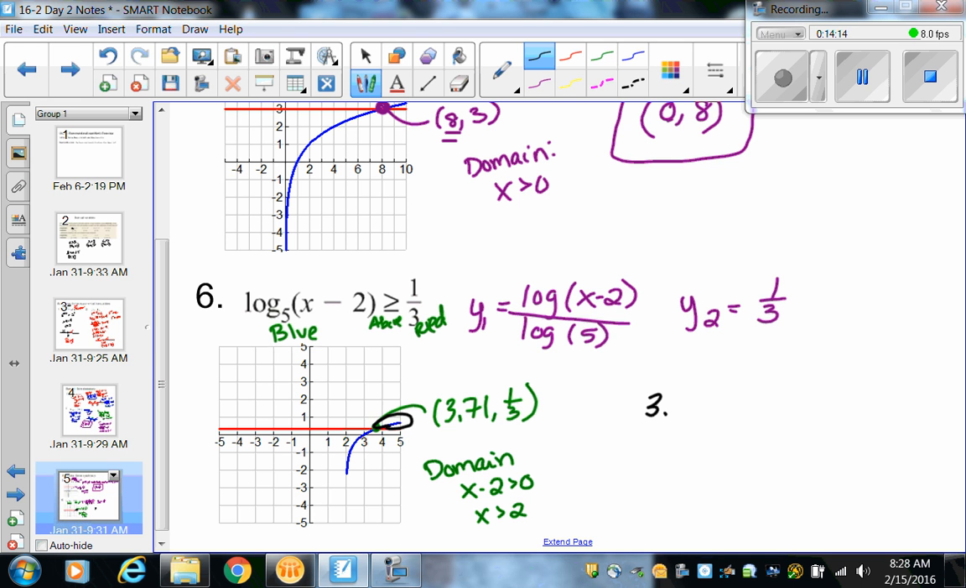So I'm going to start at the intersection point of 3.71, and everything to the right would be to positive infinity. Can never include infinity. But is there an equal sign on the original problem? Yes, so I can include the intersection.